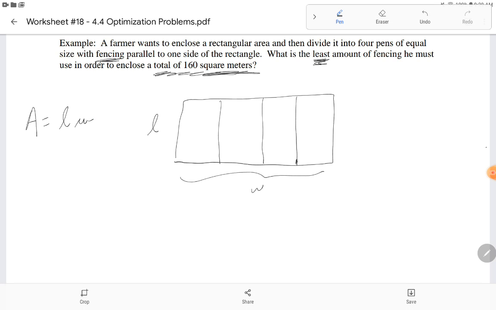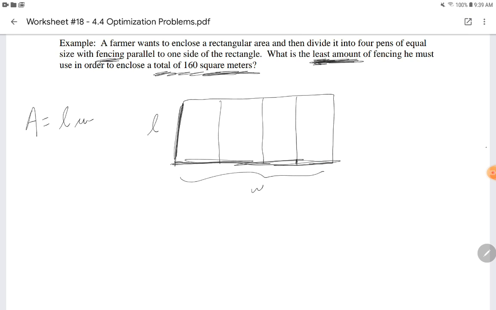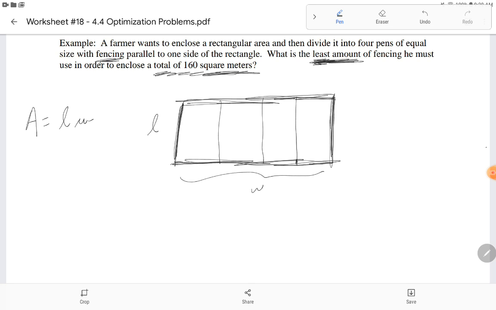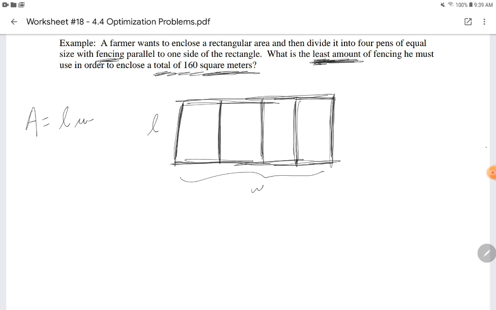And then the other formula we're going to use is the one that deals with the minimizing part. We need to minimize the amount of fencing. Well, what determines the amount of fencing, right? It's this plus this plus this, plus, hopefully you guys can see what I'm doing here, right? I'm going over the perimeter, but then I have to include this piece, and this piece, right?